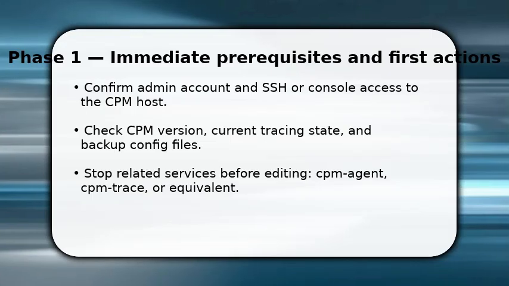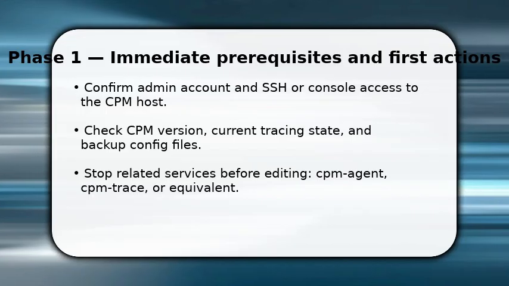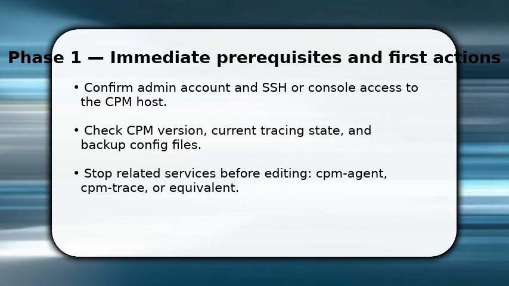You have admin access and a backup ready. Start now. First, verify the CPM version and current tracing state so you know what you're changing. Once done, stop the CPM agent and any tracing services to avoid race conditions. Use sudo systemctl stop cpm-agent and sudo systemctl stop cpm-trace.